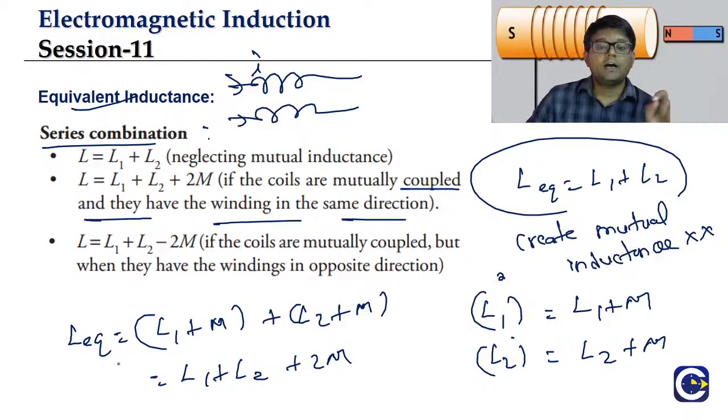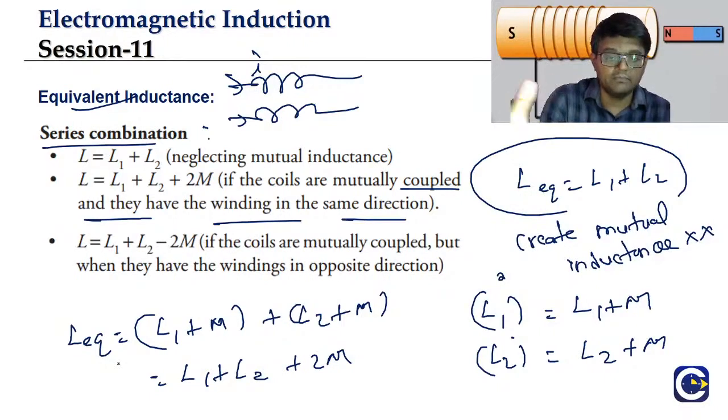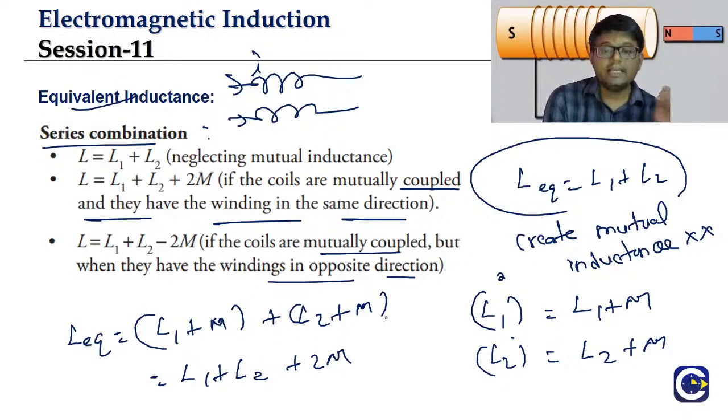Even if you are not able to clearly follow how this representation is coming, it is fine. At most we may get straight questions where they say there are two inductors with self-inductance values 10 Henry and 20 Henry, and the mutual inductance is 5 Henry. If the windings are in the same orientation, what is the overall equivalent self-inductance? If they are in the opposite orientation, coupled with windings in the opposite direction, then the L equivalent will be L1 plus L2 minus 2M.